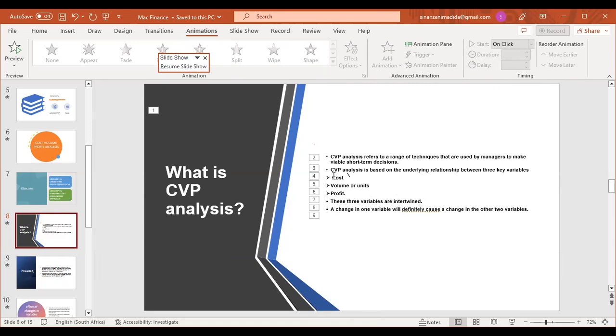For you to make your sales, you need the cost, you need the volume, you need the profit. A change in one variable will definitely cause a change in the other two variables. These three variables, guys, they go together. We want to analyze and check which variables change. What happens to two variables if we change one? If we change our cost, what is going to happen to our volume and profit? That's what is meant by the CVP analysis.